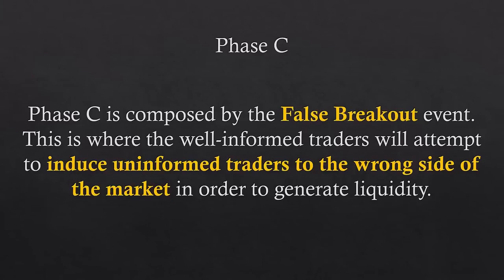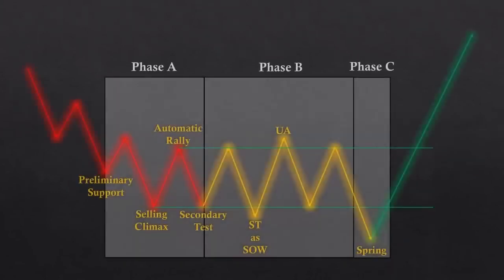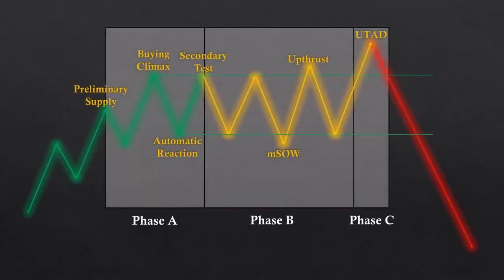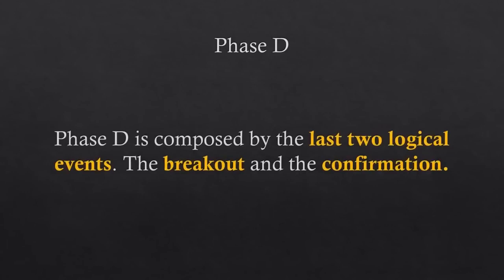In an accumulation structure, phase C will simply be the spring, as you can see in this illustration. In a distribution structure, phase C will simply be the upthrust after distribution, which is the mirror image of the spring. Phase D is composed of the last two logical events, which are the breakout and the confirmation.